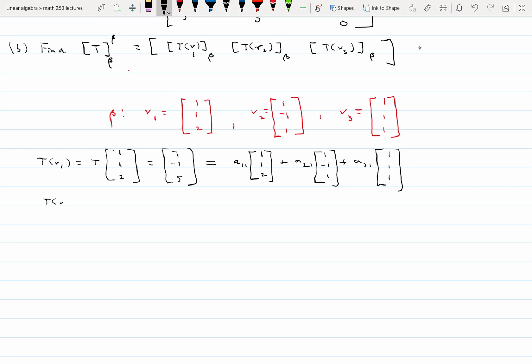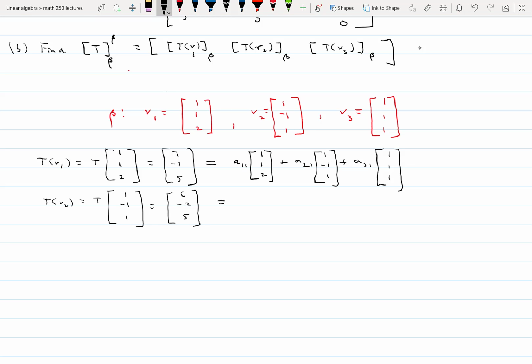So T of V2 is T of 1, negative 1, and 1. Plugging in 1, negative 1, and 1 into our linear transformation. Maybe you ought to try it. You can always stop the video and do it. Just you need to be clear what's going on here. Okay, so there's no rush.